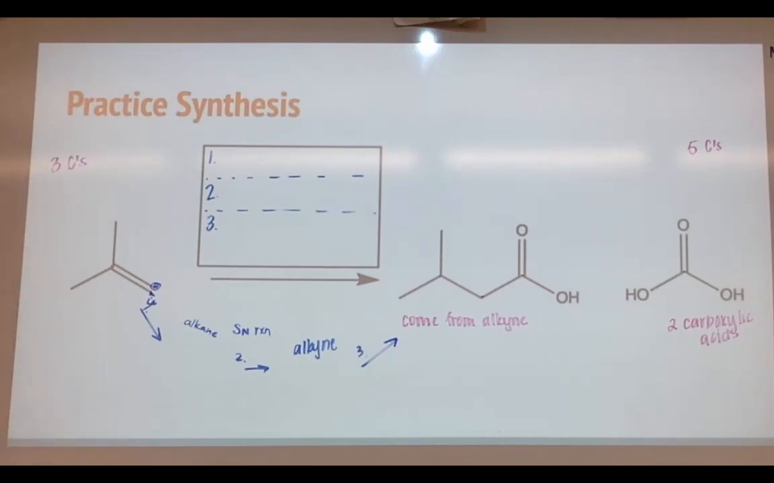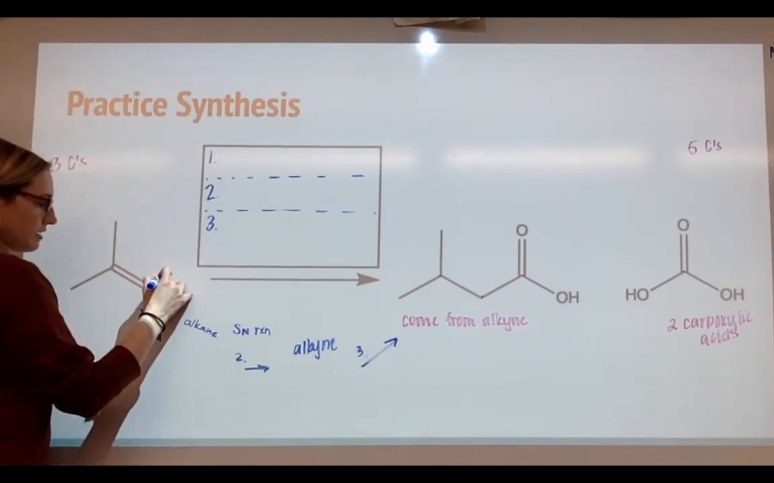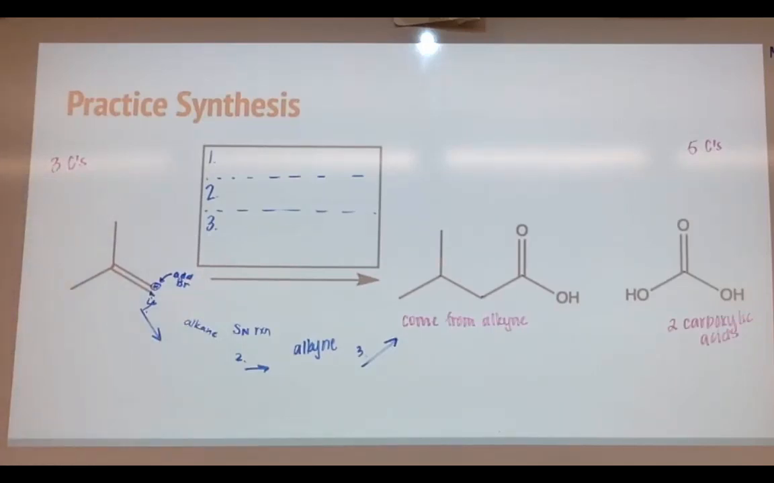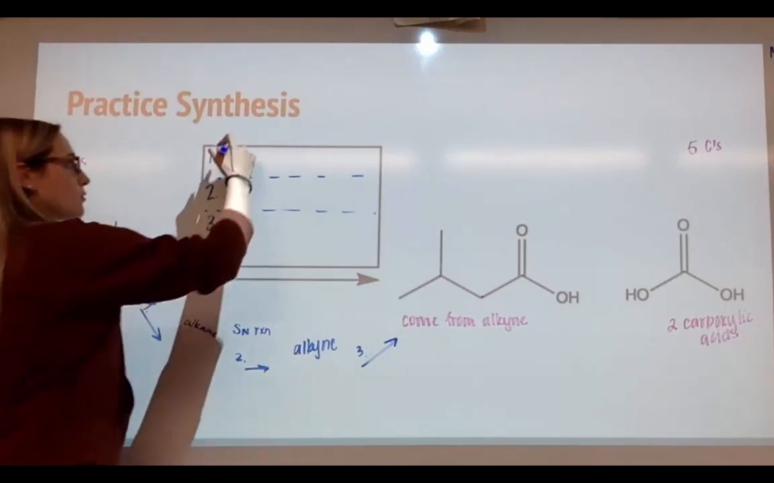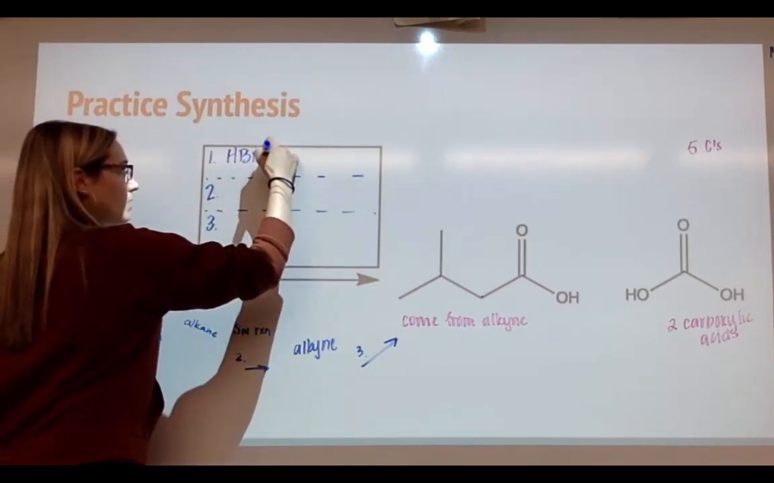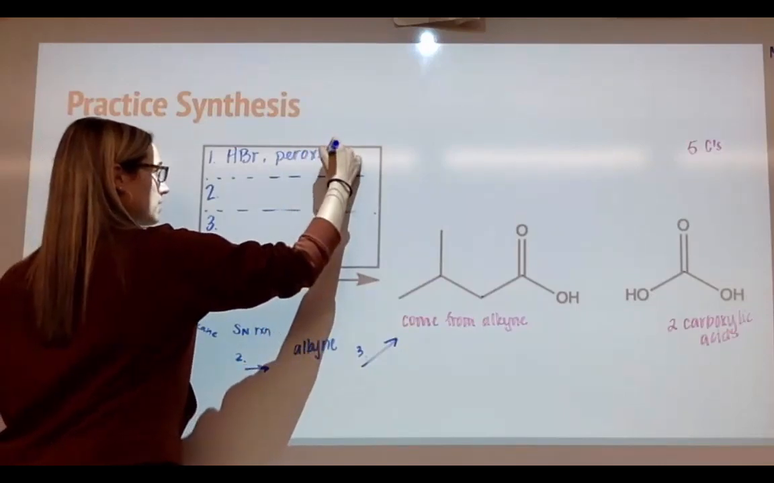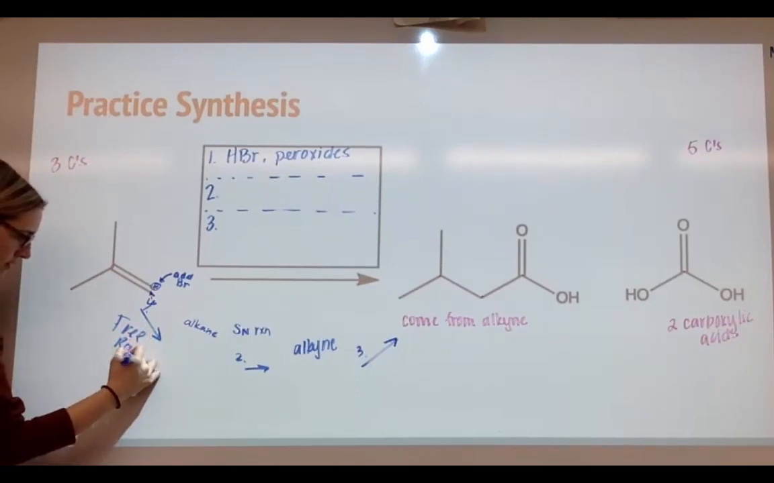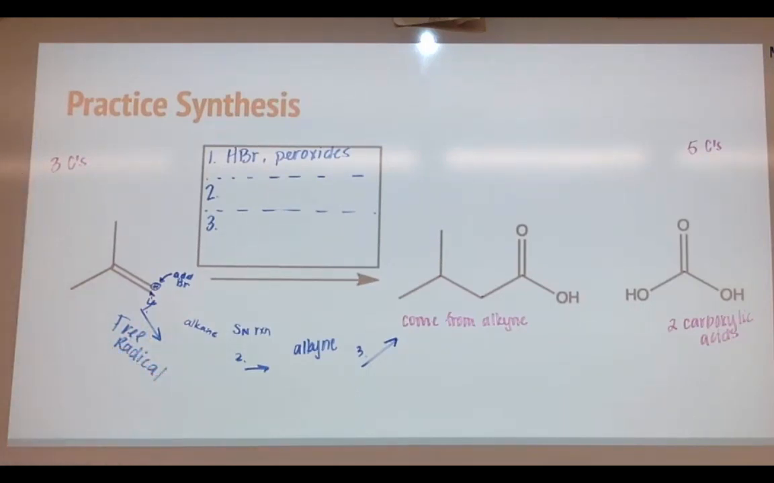A good leaving group is a halide. Br is the most common that we see. So if I want to add, let's say Br to this side of the alkene, I'm adding it to the less substituted side. All right, we looked at this already. It was the free radical bromination. So free radical bromination is HBr and peroxides.